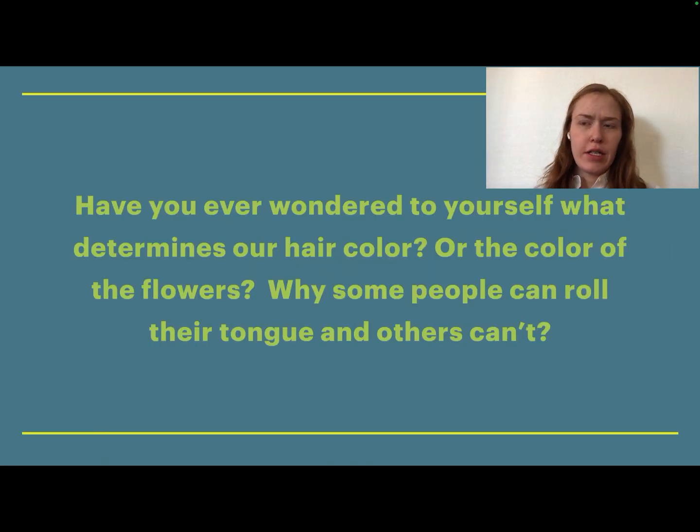So have you ever wondered to yourself what determines your hair color? Or maybe the color of the flowers? Or why some people can roll their tongue and others can't?